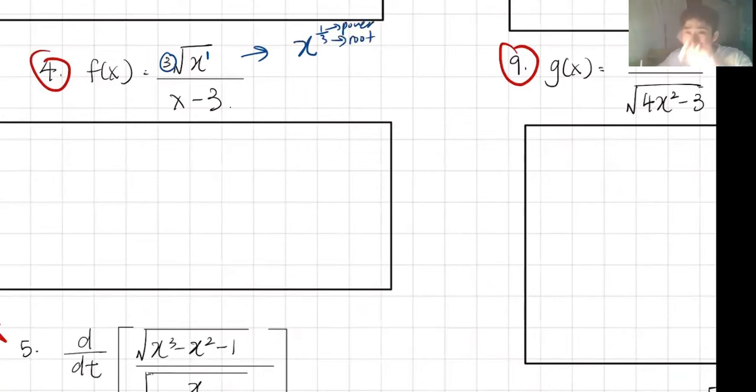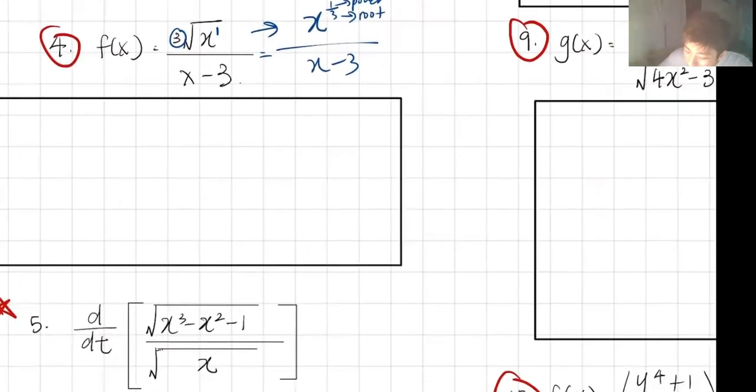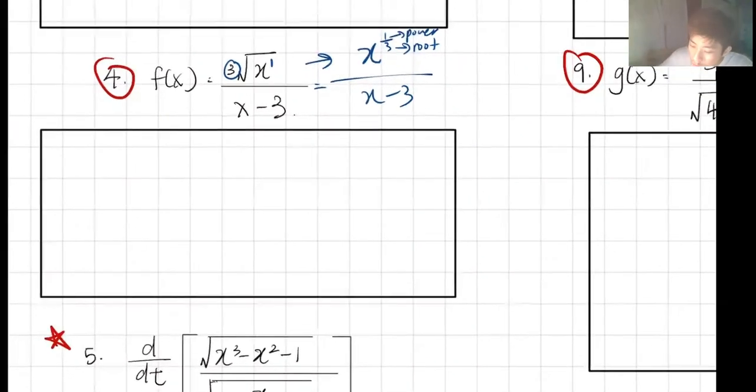This one I taught you in this chapter again, so please refer back there. I don't want to keep repeating. X to the power 1 over 3 divided by x minus 3. It's the same thing. So now, top has x, bottom has x, so I can use the quotient rule. What is the formula for the quotient rule?